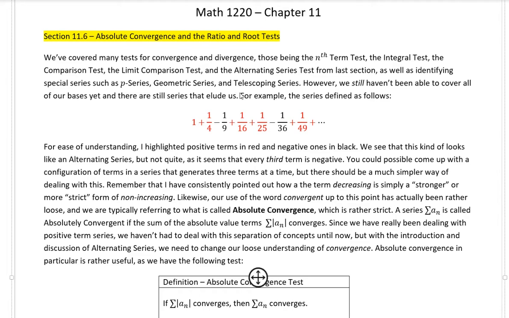I have 1 plus 1/4 minus 1/9 plus 1/16 plus 1/25 minus 1/36 plus 1/49 plus, etc. So two terms positive, then the third negative, and then two terms positive and third negative. This doesn't necessarily apply directly with the alternating series test because it's not truly alternating. There's two terms that are positive for every one term that's negative. So these are a little bit harder to deal with.